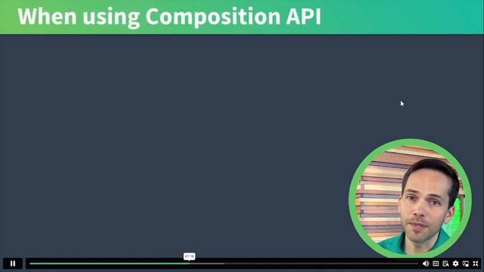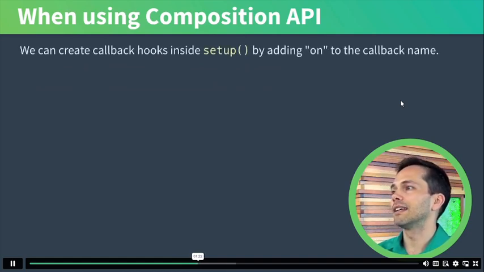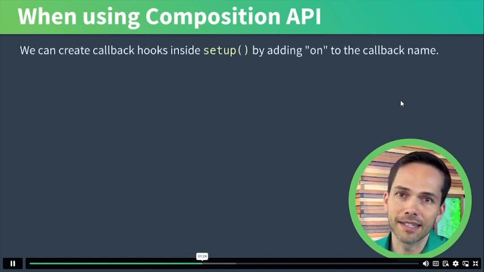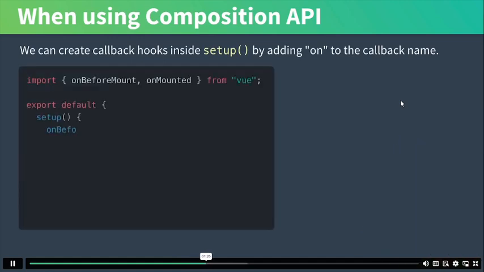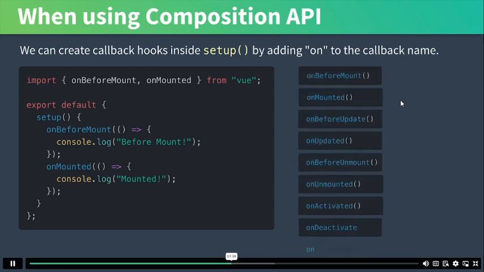When we're using the composition API and we need lifecycle methods, we simply add on to the callback name inside the setup method. So here's what that might look like for onBeforeMount and onMounted. We need to import them, and then we can simply use them, sending in anonymous functions inside of our setup method. Here's a list of all the different lifecycle methods we can use inside the setup method.